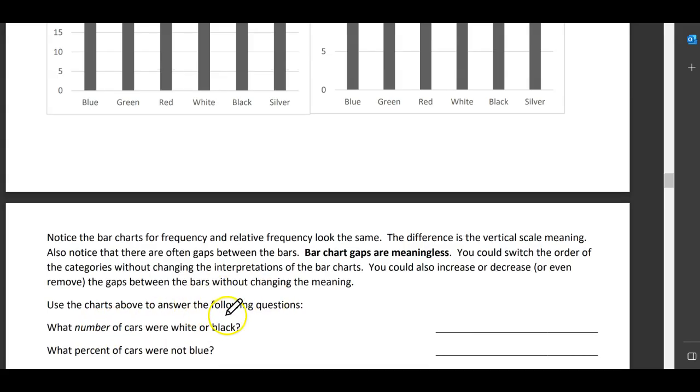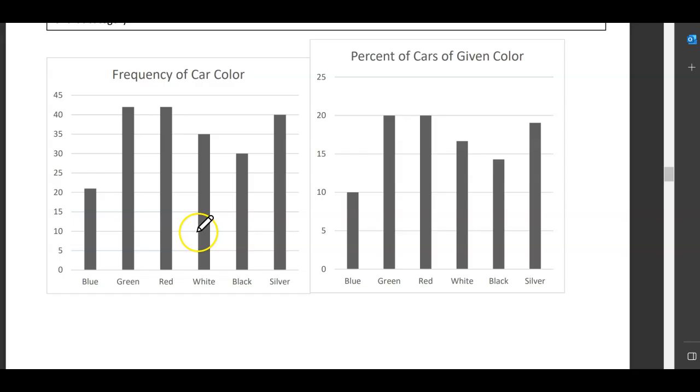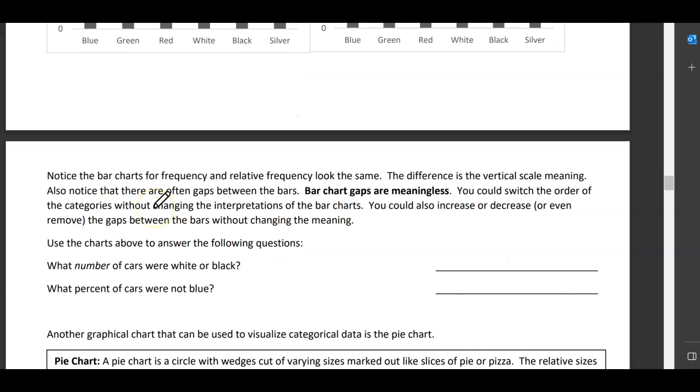What number of cars were white or black? So we look up the white, 35 cars. Black, 30 cars. Black or white, 30 plus 35. There were 65 cars that were either black or white.